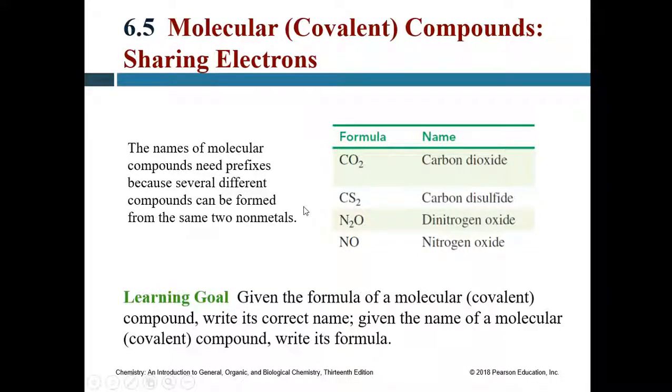6.5, molecular, also known as covalent compounds. In this section, we're going to learn how to name compounds that are covalent. This set of rules is much easier than the last one. And I will say that in section 6.4, our last one, we were learning about ionic bonding.